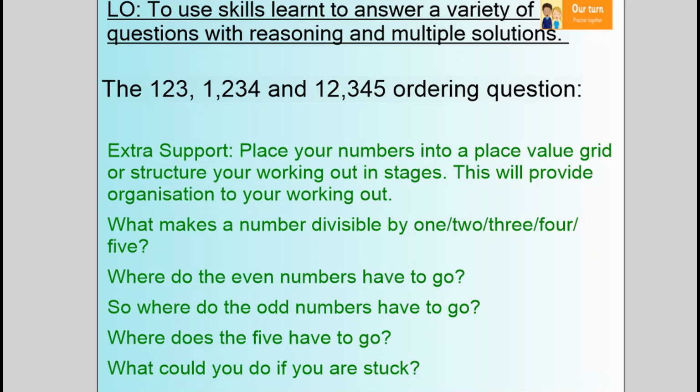What makes a number divisible by 1, 2, 3, 4 and 5? If you know why a number is divisible by those numbers, then that will help you when ordering your numbers. Where do the even numbers need to go in the number? And about the odd numbers too. Where does the 5 have to go if you're dividing a number by 5? And what could you do if you're stuck? What types of things could you do or use around your house if you are unsure or stuck? You are able to use different equipment or resources if you really need to.